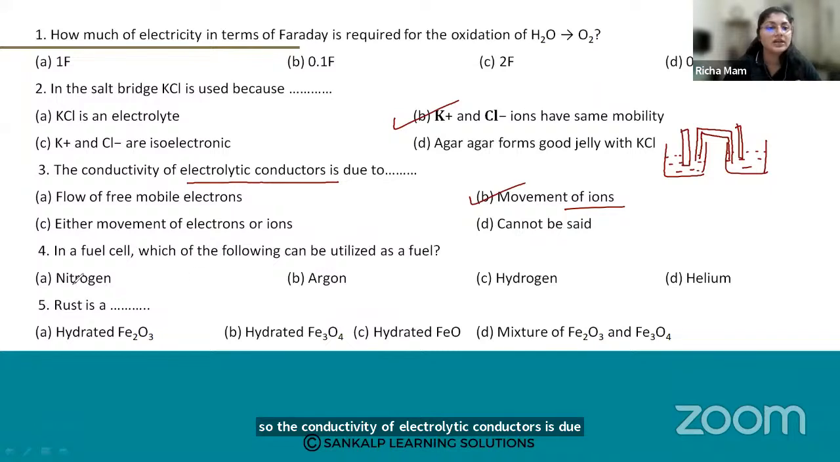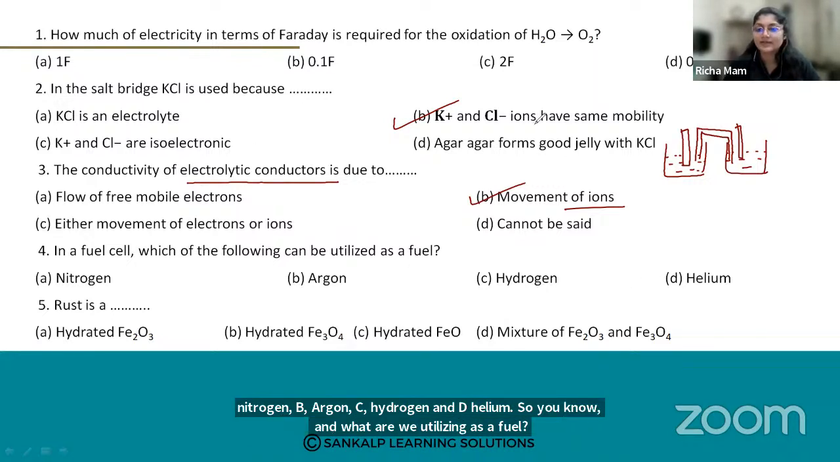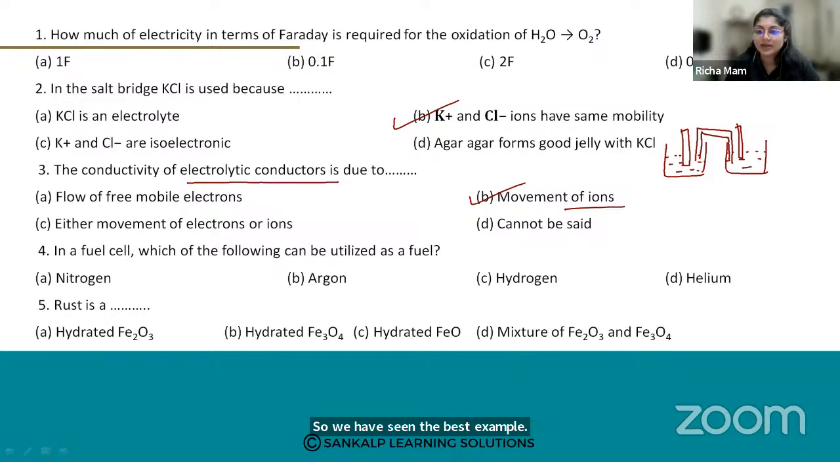Moving further, next question. In a fuel cell, which of the following can be utilized as a fuel? A, nitrogen, B, argon, C, hydrogen, and D, helium. We have seen the best example. Praveen, Shivkumar, Shubham, Priyanka, Simran have answered right. Vedavati, Sita. Yes, it is C, hydrogen.